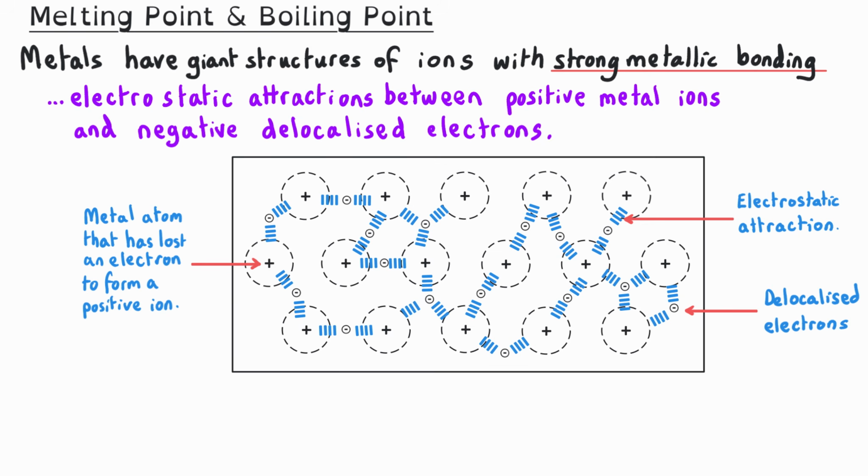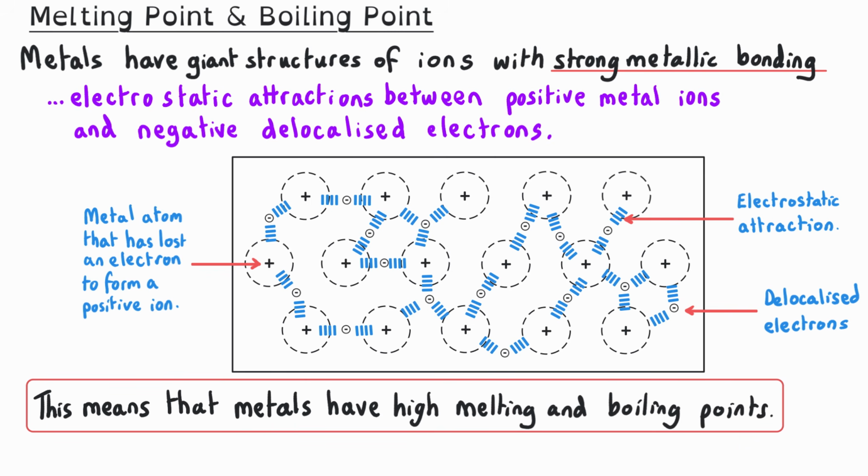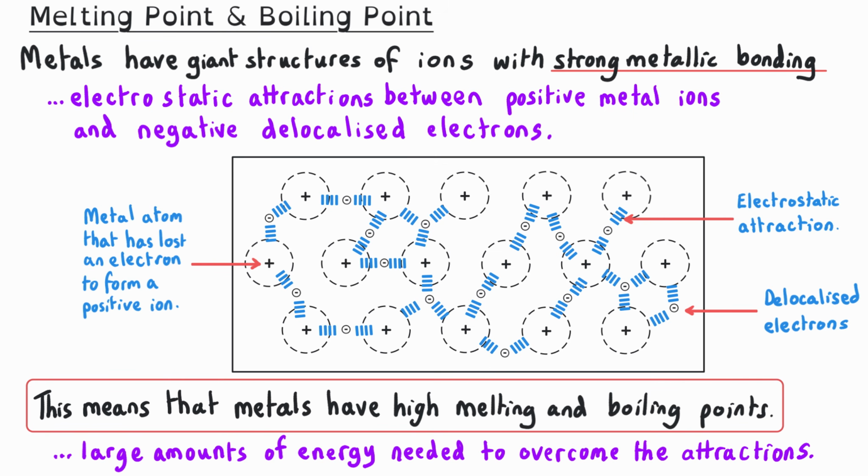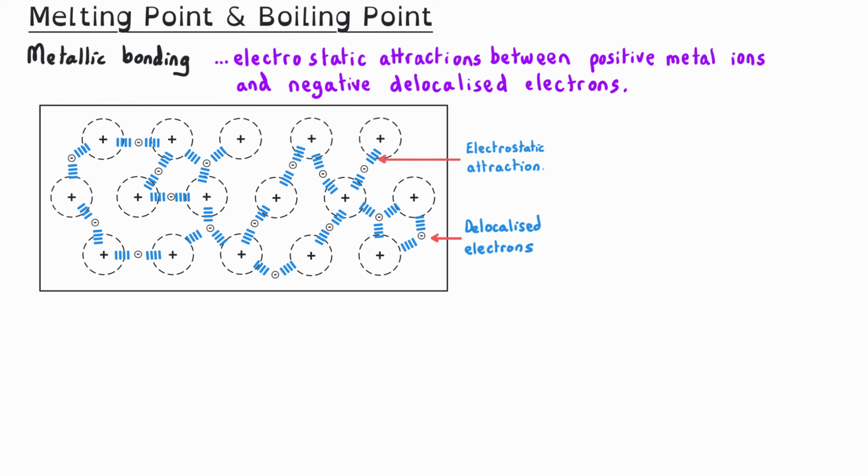You can see that there are lots of attractions being shown here, which is what contributes to the strong metallic bonding in the structure. As a result of this, metals have high melting points and high boiling points, since a large amount of energy is needed to overcome the electrostatic attractions which constitute these strong metallic bonds, and makes the particles in a metallic substance very difficult to separate. Metallic bonding is the electrostatic attraction between positive metal ions and negative delocalized electrons. The melting point of metals can vary.